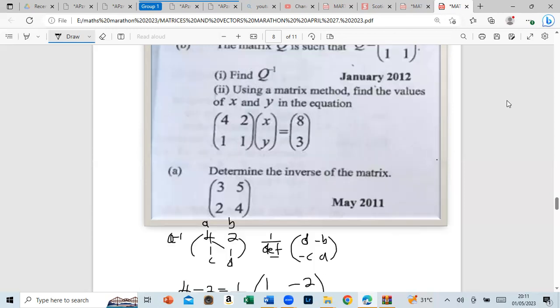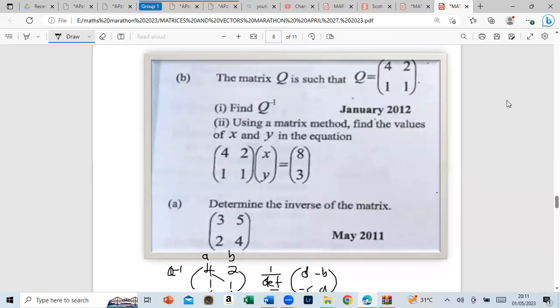Normally it's 3 marks. Because guess what, guys? They can ask for the determinant, which is 1 mark. They can ask for the adjoint, and then the inverse. Sometimes it's 4 marks. All right. Using the same numbers, because that's how they normally set it up. You find the inverse in part 1, and then you continue to solve. So it says, using the matrix method, find the values of x and y.